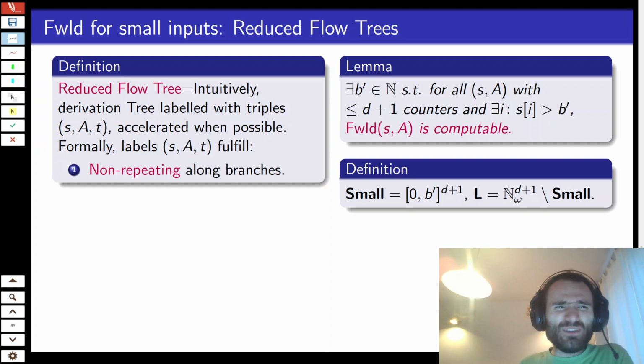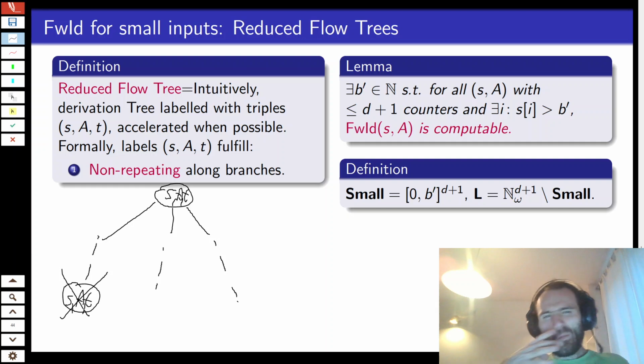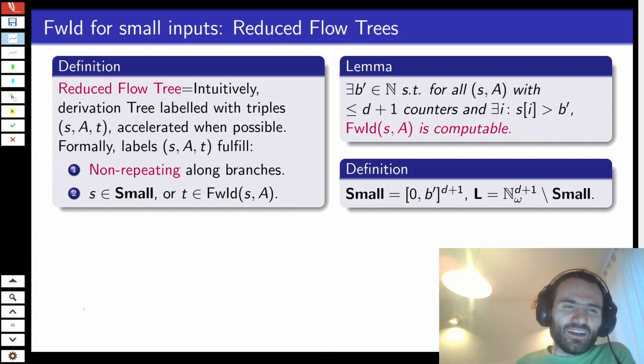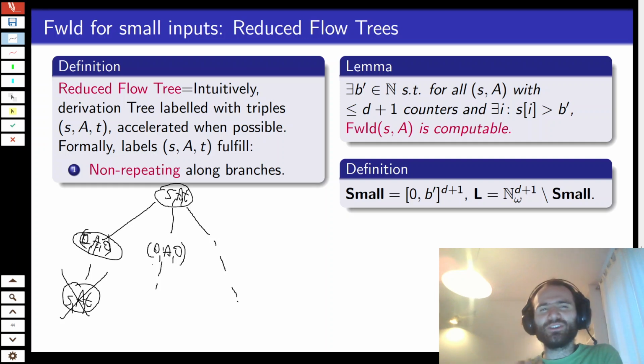First of all, non-repeating along branches. This means if you have SAT up here, and now you do something here, and you do something here, you are not allowed to see SAT again here. This is not allowed. But what is allowed, and I should explicitly mention this, is that you have some configuration here, say 0, A0, and you have the same configuration 0, A0 also here. This is allowed, just not on the same branch.